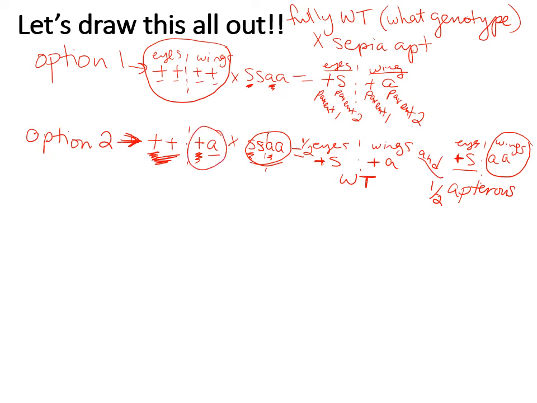If instead it's heterozygous for eyes, then you'll know that because in the results you'll suddenly have half wild type but half sepia. And so we're going to draw this out now. If it's heterozygous for eyes but homozygous now for wings. In the second option, it was homozygous for eyes, heterozygous for wings. Now we're going to look at what if it's the opposite.